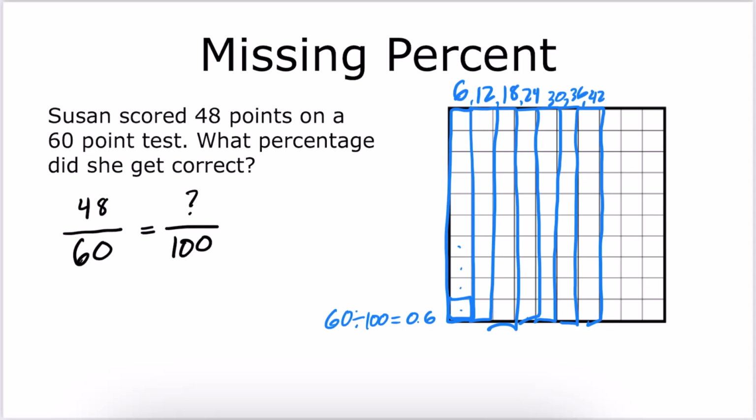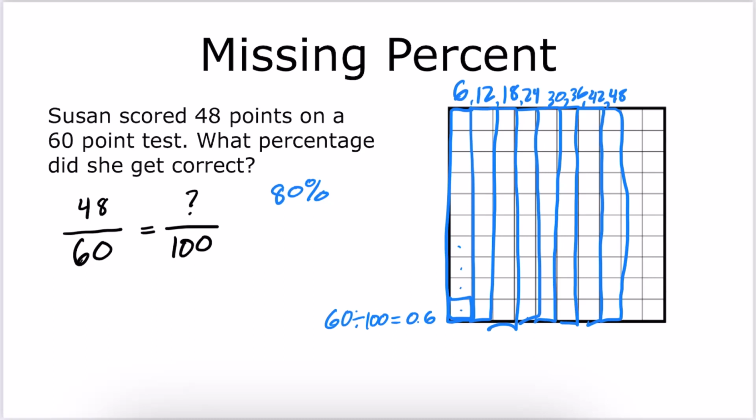And in this case, it looks like if we add 10 more, we get exactly 48 points. And so that shows us that the missing percentage is going to be 80% because you have 80 little squares that it takes to get up to 48 points. And sometimes you might need to count by single squares instead of groups of 10 squares.